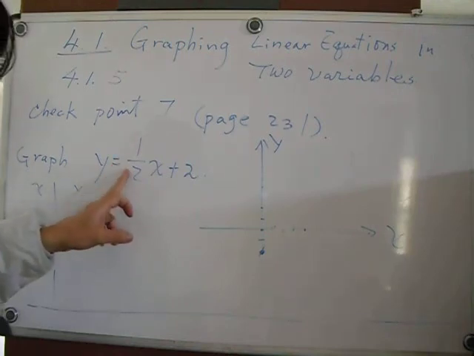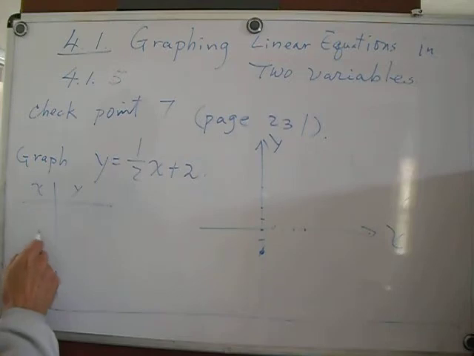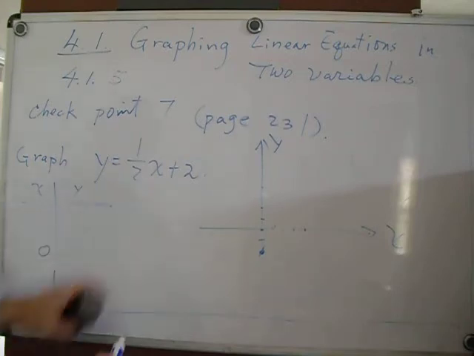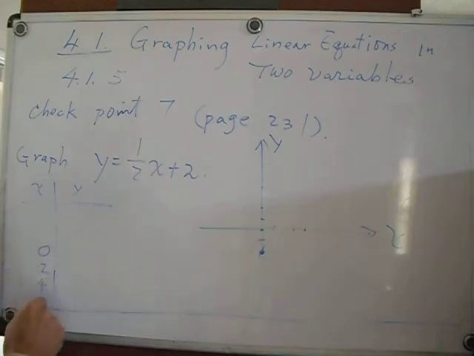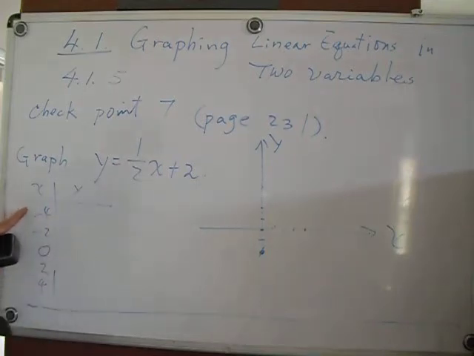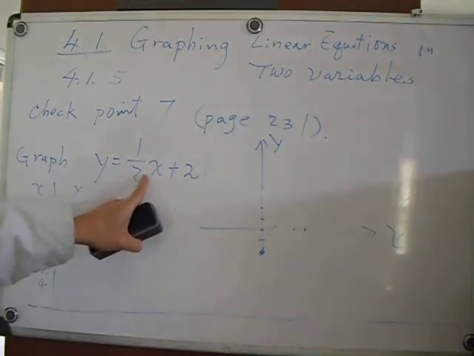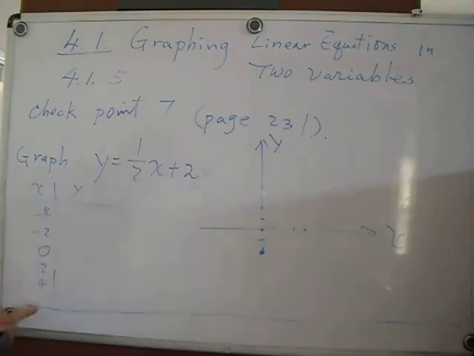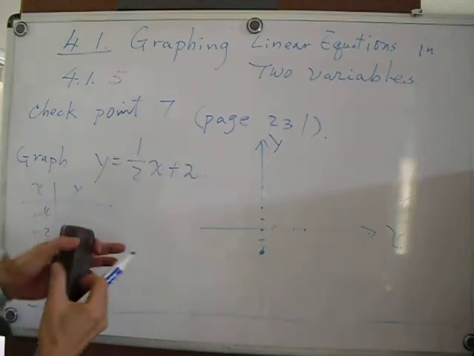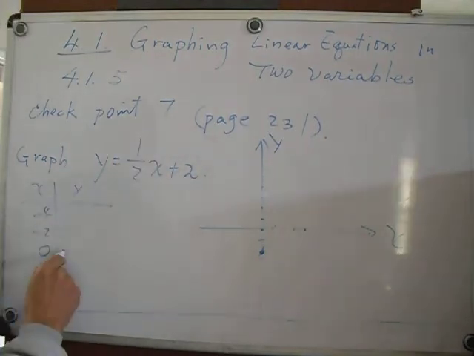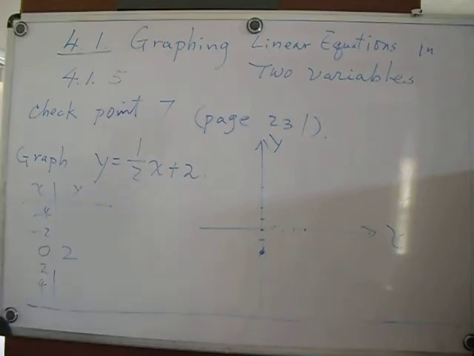You want to choose multiples of 2. 0, for example, is good. Next, you probably want to choose 2, 4 and 6. On the negative side, you want to choose negative 2, negative 4. These 5 points are probably very good. First of all, you want to choose multiples of the denominator 2, and still close enough to 0. So for 0, y is 2. That's a 0 here, that's a 2. Quite straightforward. You don't even need to write it.